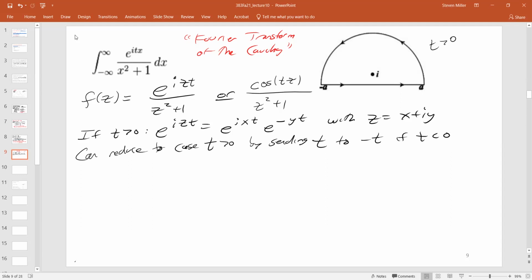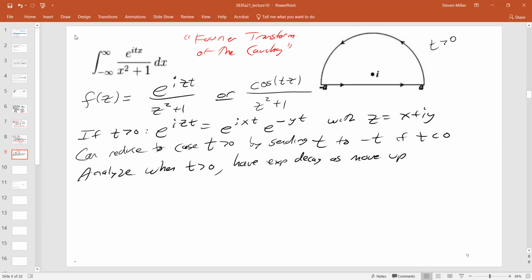But again, before we do these calculations, you always want to think about what the values of the parameters are. So we are going to be studying this in the special case when t is greater than 0, and have exponential decay as we move up. All right, so now we just have to figure out where the integrand is bad.